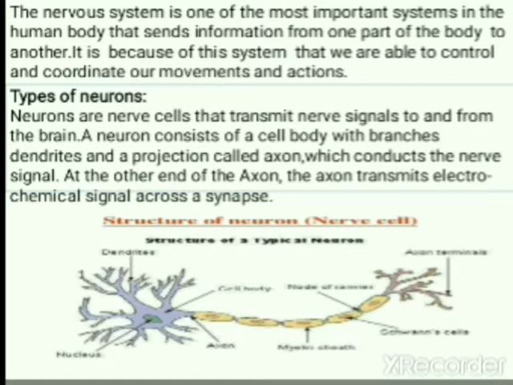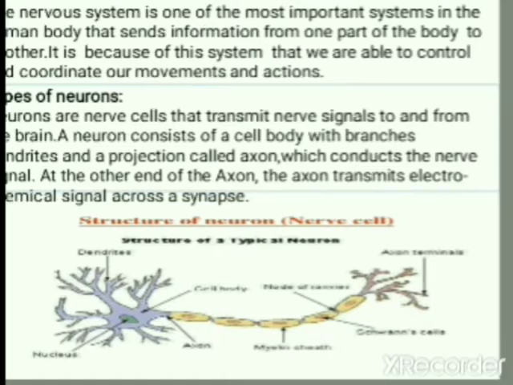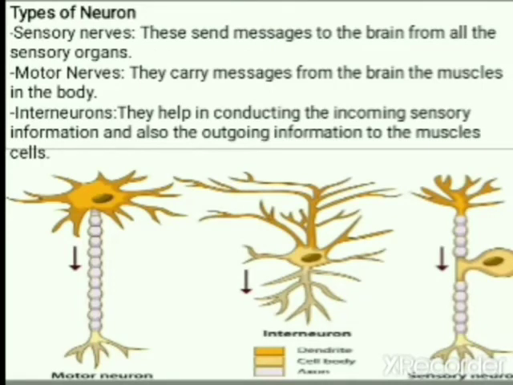Now we shall see what the types of neurons are. Neurons are basically of three types: sensory neurons, motor neurons, and interneurons. The sensory neurons send messages to the brain from all the sensory organs. So all the sensory organs of the body, that is five in total, share information with the brain with the help of these neurons.